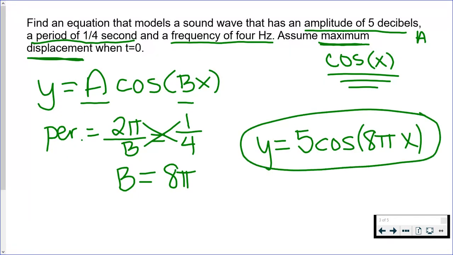I used X, you could use T, but just to understand that we were given both period and frequency, you could have used one or the other. If you chose to use the frequency instead, you would set that equal to B over 2 pi, because that's the formula for frequency, and you still should have had a B value of 8 pi. So in this case, you just use one or the other.